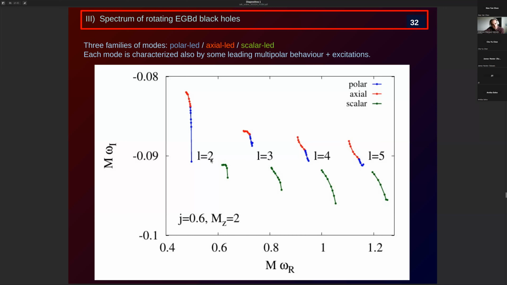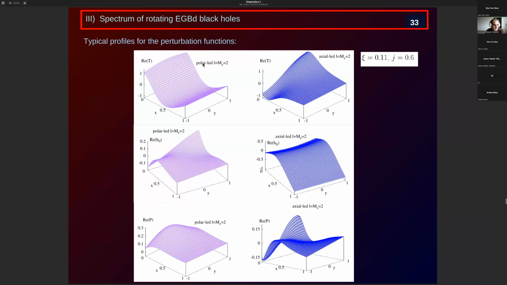As you start to increase the couplings, the angular momentum, the theory coupling constant, you can keep the name of each one of these modes, and you can see what happens to the solutions. The solutions inherit the behavior of the solutions in the decoupled Schwarzschild limit. For example, a polar L equals 2 mode has the polar function dominating over the axial one. If you have the axial LED, the opposite happens. That's the general idea.